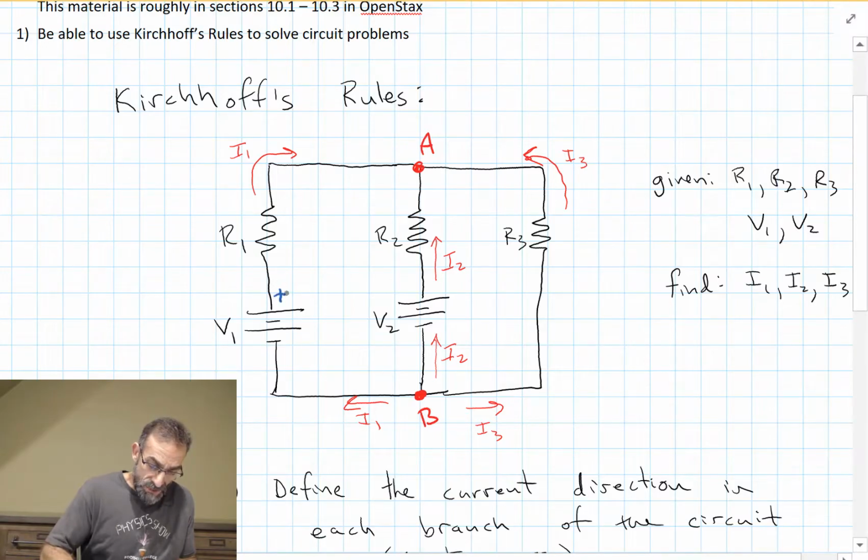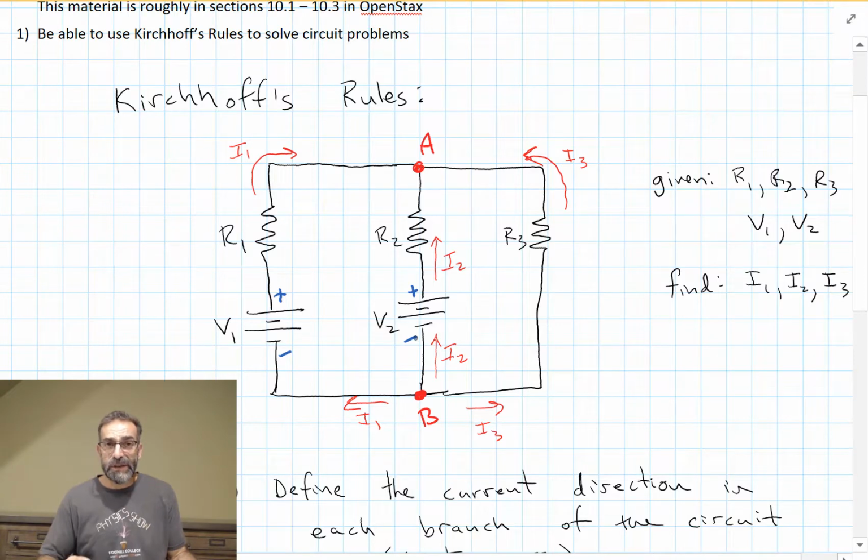This is the high potential side, this is the low potential side. High, low. So my batteries are easy. I just look for the long terminal, the long line.